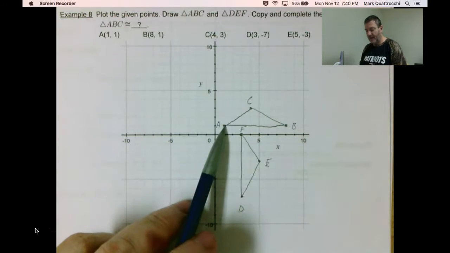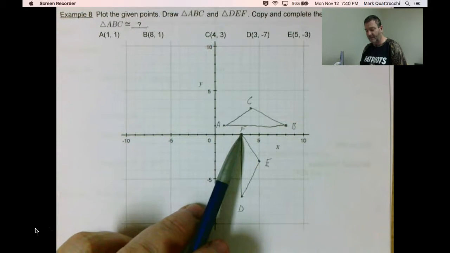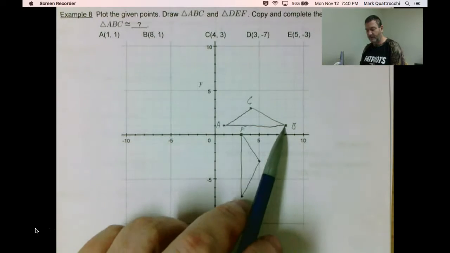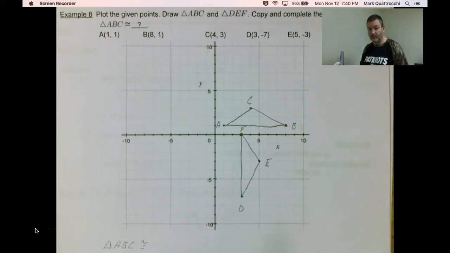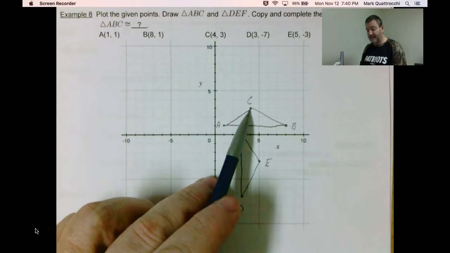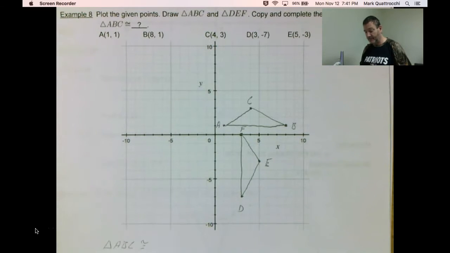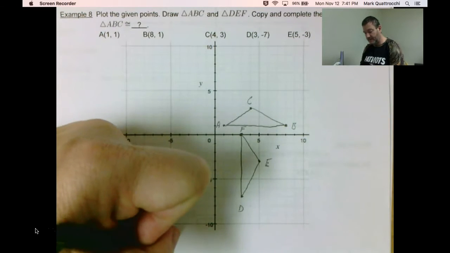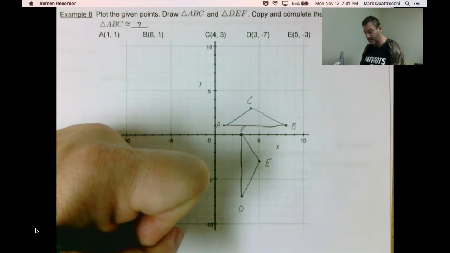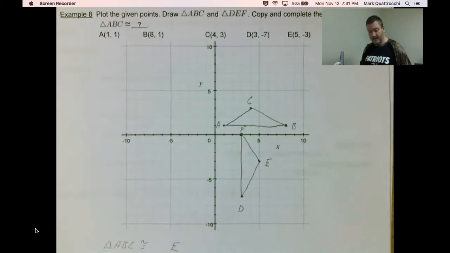Now, so A is either going to match up with F or with D, and B will match up with F or with D. We don't know which yet. I do know that C matches up with E. As I look at this diagram, C matches up with E. So E is going to be last in my congruence statement. They have to match up.